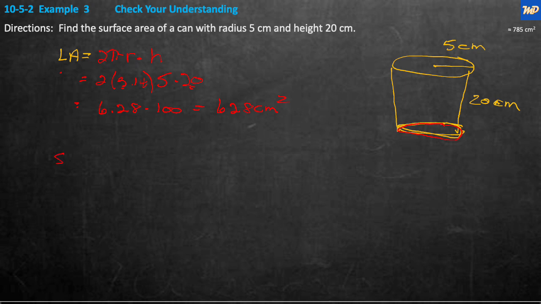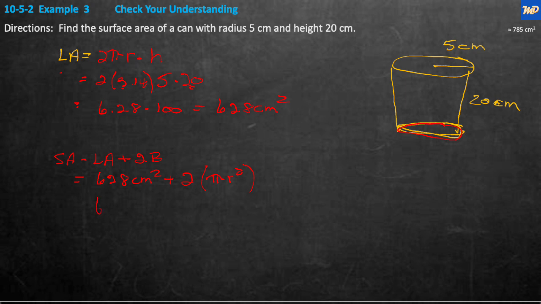Now we're going to do the SA. I switched apparently to red, I guess. We're going to have to live with it. The SA is equal to the lateral area plus 2 times the base. And we know now that the lateral area is 628 centimeters squared, plus 2 times what? The base is pi r squared. So it's pi r squared.